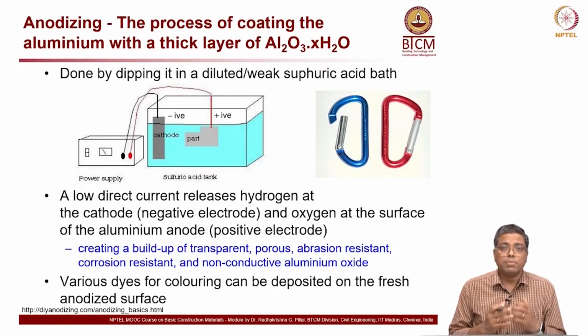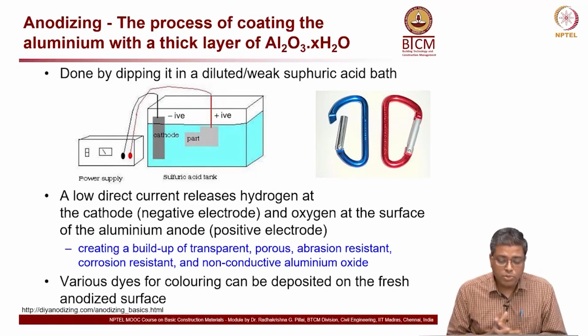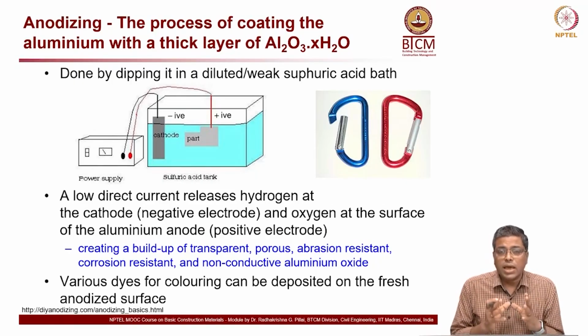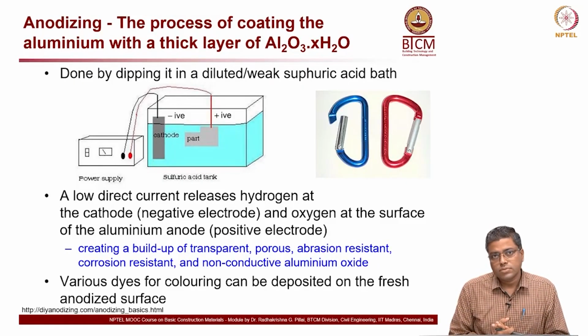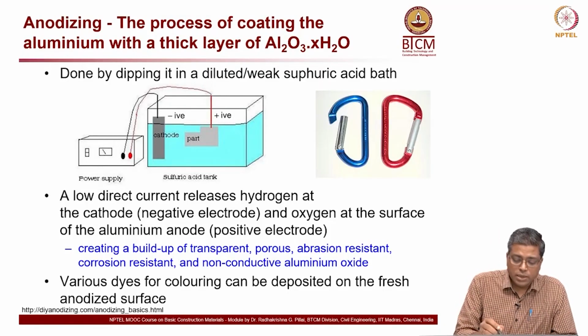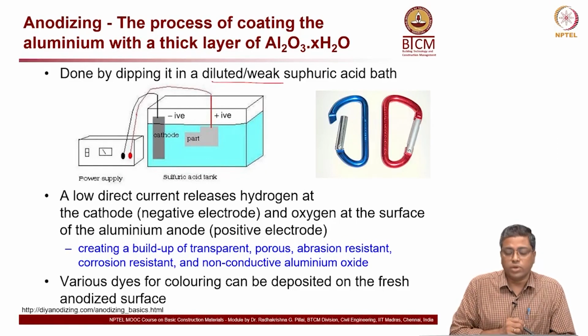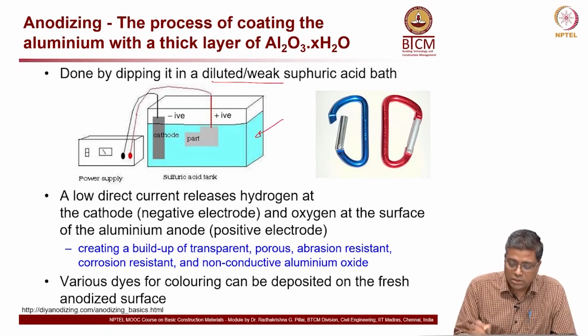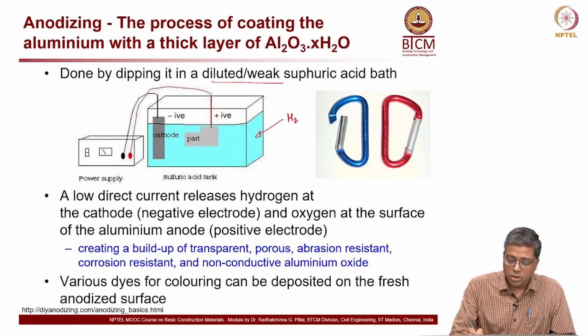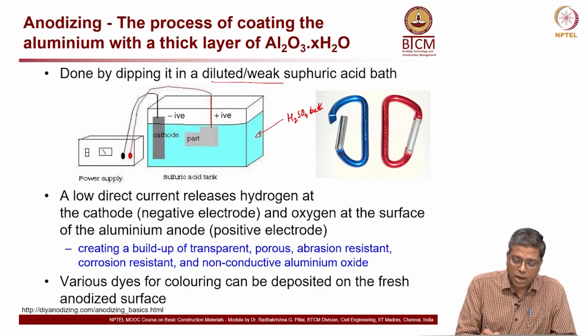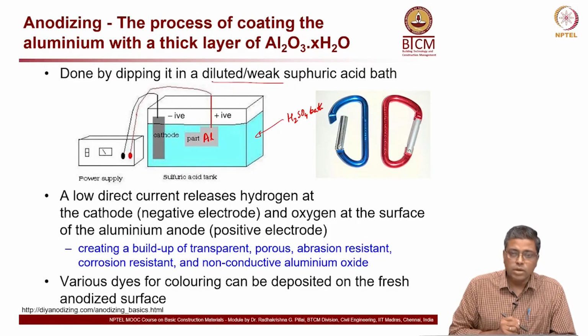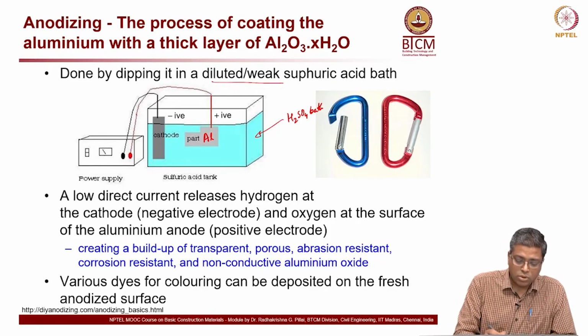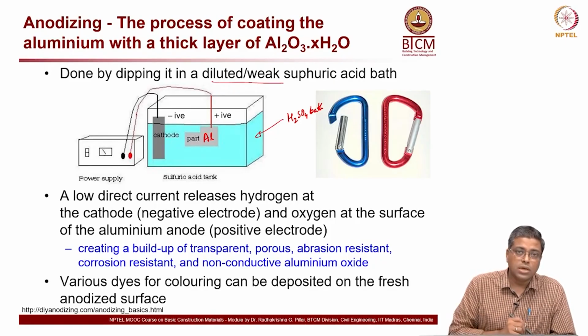What is this? This is a process of coating of the aluminum with a thick layer of aluminum oxide. So how is it done? By dipping the aluminum in a diluted or weak sulfuric acid bath. What you see here is the sulfuric acid bath, H2SO4 bath. Then you have a cathode here, and aluminum is the anode.